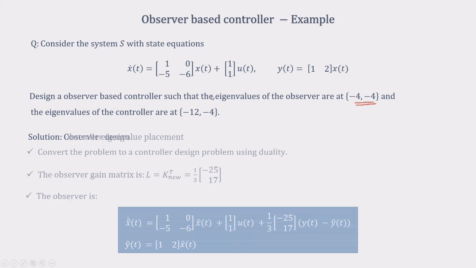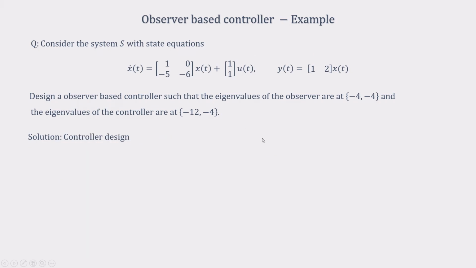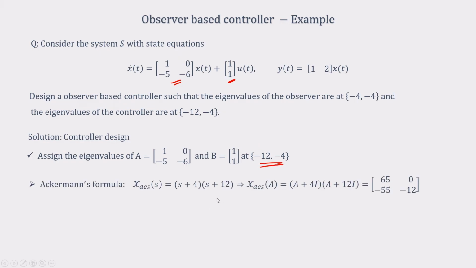Now, we will design the controller. For the controller, this is our A and B matrix. Okay, this we already know. I want to place the eigenvalues at minus 12 and minus 4, and you can see by Ackermann's formula the desired characteristic polynomial is s plus 4 into s plus 12. Then in place of s I am putting A, and this is the chi desired of A that I get.